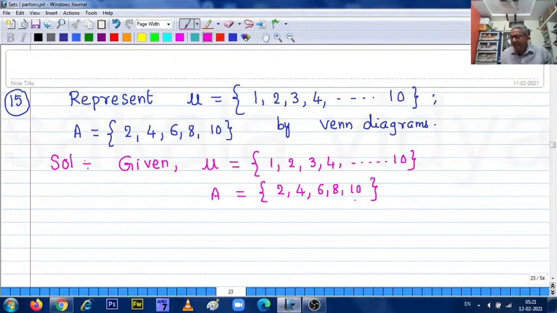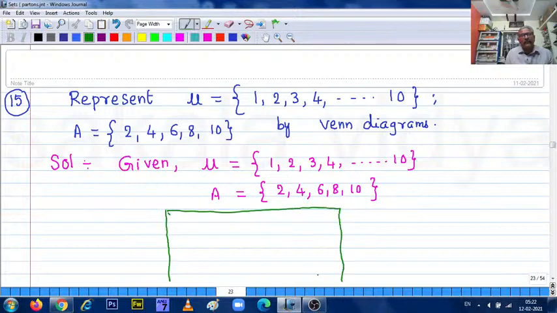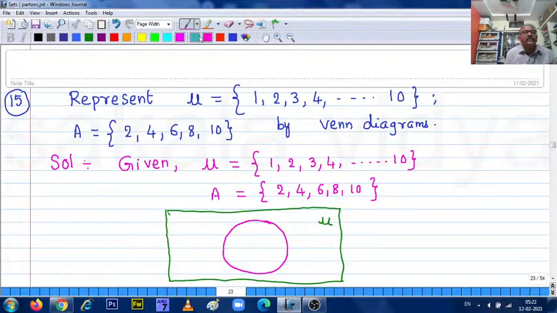So now, how to draw the Venn diagram? First, this is mu, a rectangle shape. You take the rectangle as mu. In that, you take set A. First, you write the elements of the set A. This is the set A. What are the elements? 2, 4, 6, 8, 10.